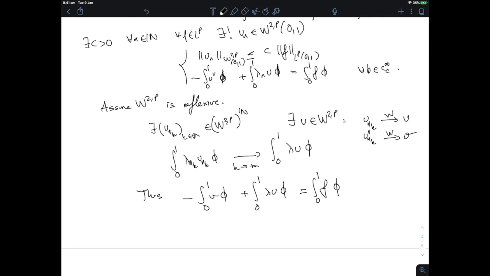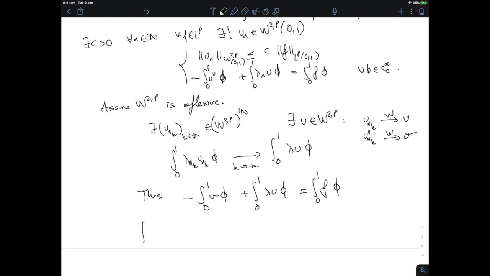Okay, so I claim that if I have a sequence that converges weakly in W2P, then the sequence of its second weak derivatives converges weakly to u second in LP. Now, why is that? Well, let's have a look.